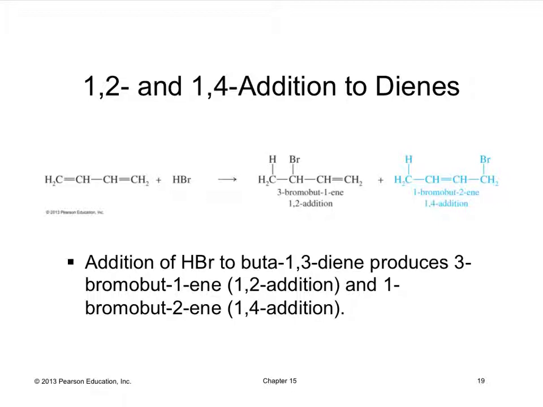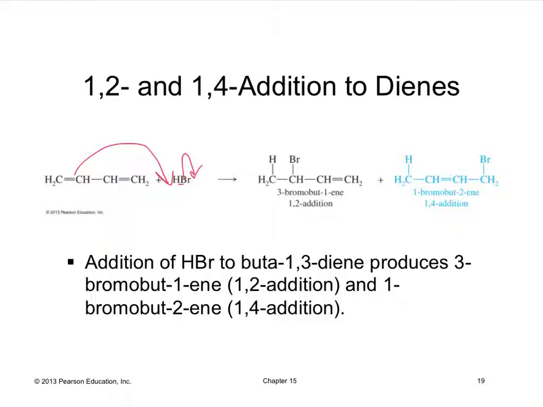To show this, here's a diene in the presence of HBr. HBr is going to add to it, and you're just adding 1 mole of HBr. First, the electrons take the proton from the HBr and then kick the electrons to the bromine. So then you form a carbocation.